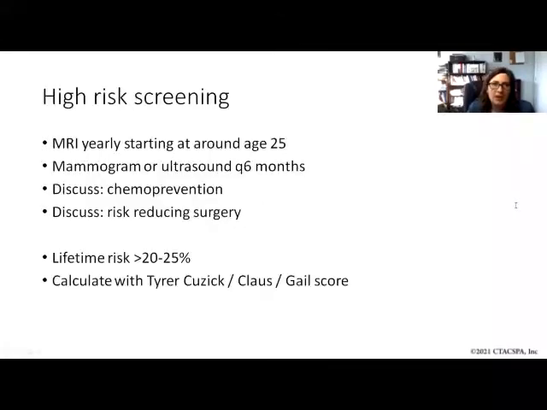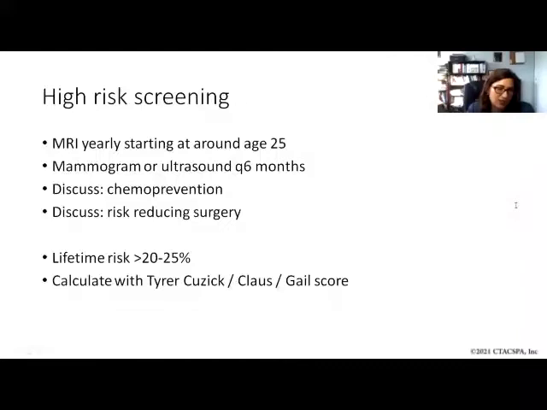And now here's the high-risk screening slide. So basically, first of all, who should get high-risk screening? And this is anyone with a lifetime risk of greater than 20 to 25%. 20% is the cutoff for the insurance companies to cover your lifetime screening, your high-risk screening, but 25% is kind of the clinical cutoff, because it's really easy to get to 20% if you use these calculators. You can try it out for yourselves and just download the Tyrer-Cuzick or the Claus and the Gail score and play around with them to see. It's really, really easy to get to 20%.